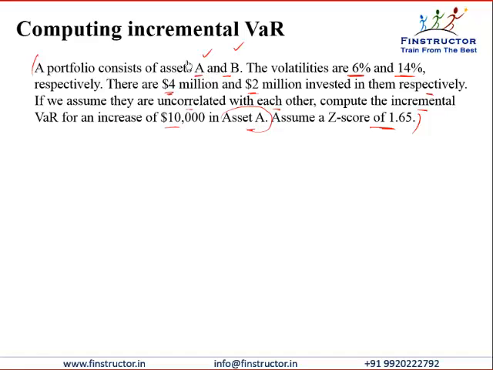So what we can do is think of asset A as risk factor A and think of asset B as risk factor B, and compute the marginal VAR for each risk factor. That is, if risk factor A goes up by a small percentage, how much will the risk of the portfolio change by? And similarly, we can compute the marginal VAR for B. That is, if risk factor B goes up by a small or by a given amount, how much will the VAR of the portfolio go up by?